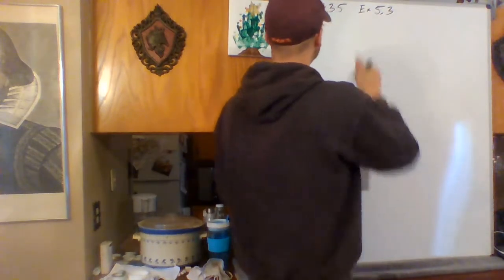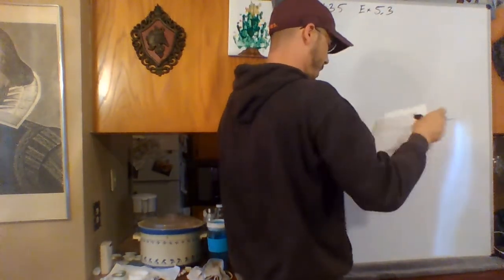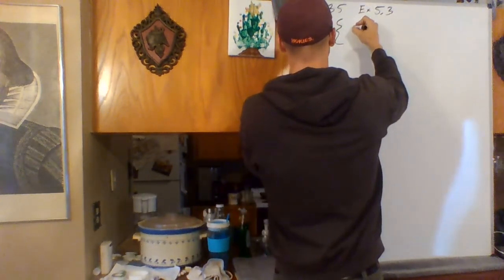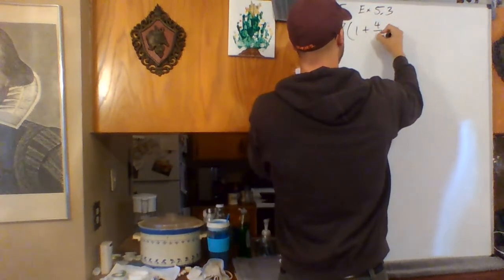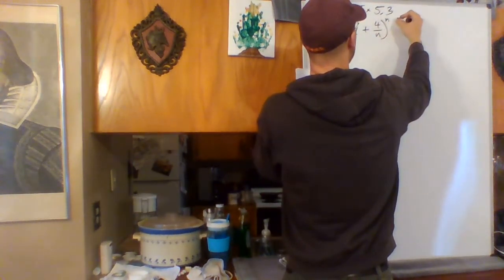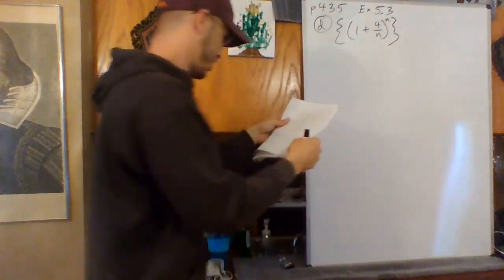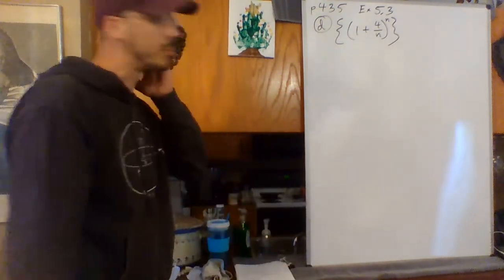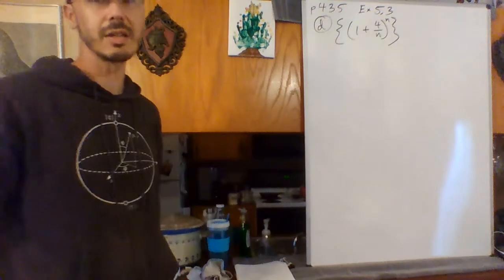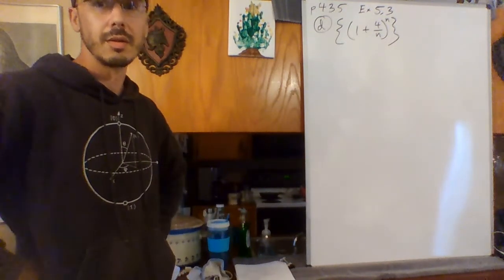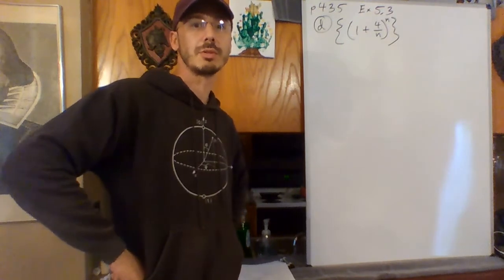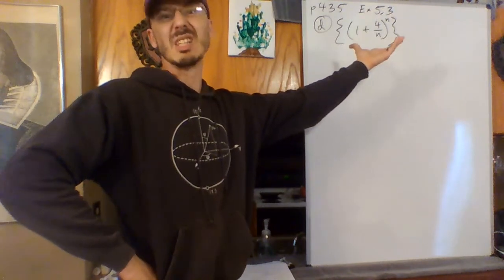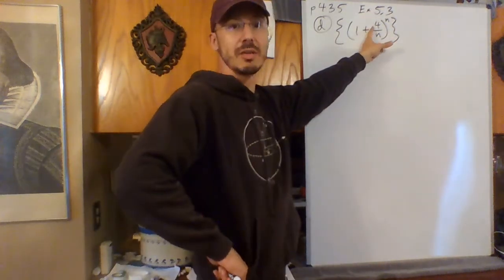So for part D, the sequence they give us is (1 + 4/n)^n. You might recognize this. This is actually a way of defining the number e, the natural exponential base or the natural log base. This is e to the fourth, but if you put a 1 here, it would be e to the first.